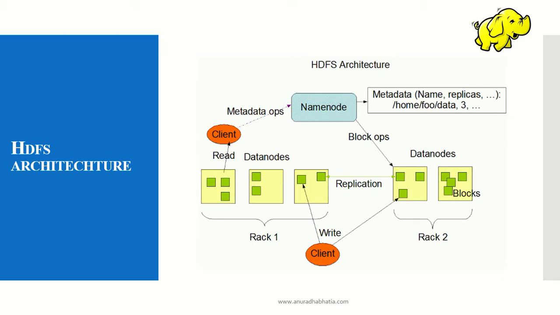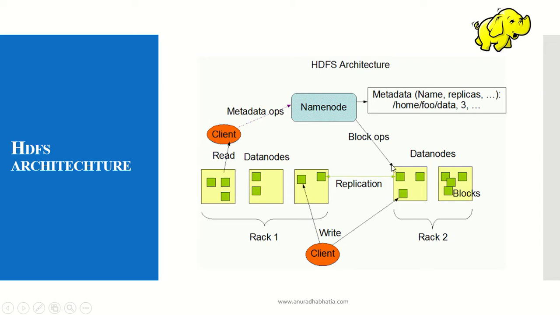The name node is a master server that manages all the file systems and the namespace, and regulates the access to the files by clients, and there are many data nodes attached to it. So you can see over here the data nodes which are attached to the name node.